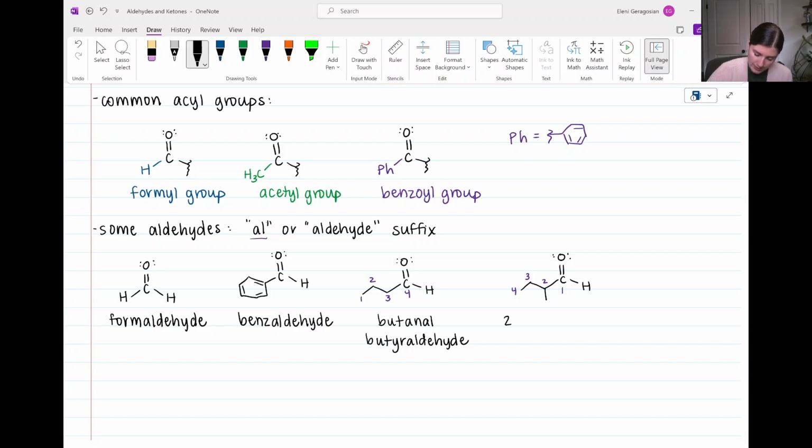So this is 2-methylbutanal, or 2-methylbutyraldehyde.